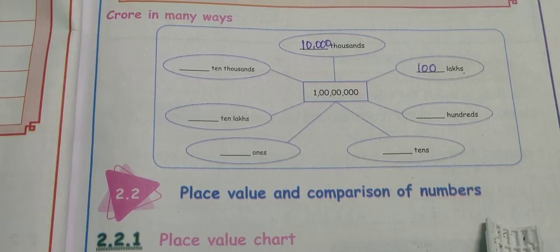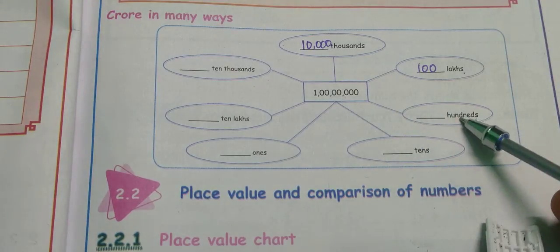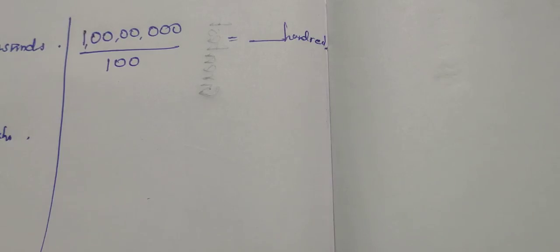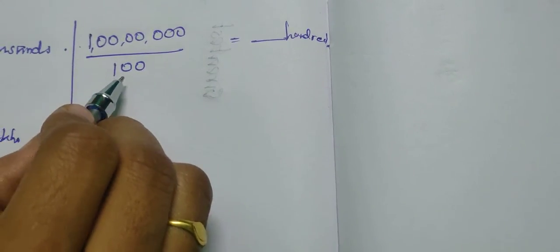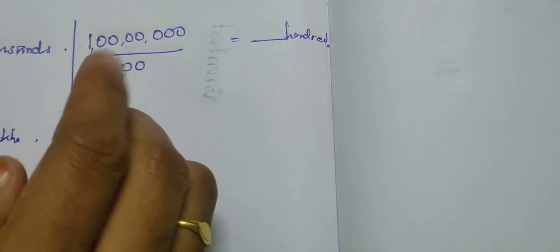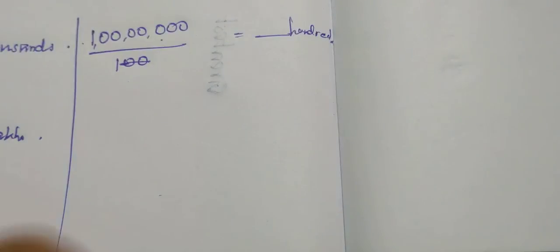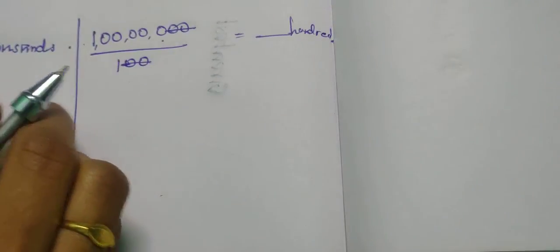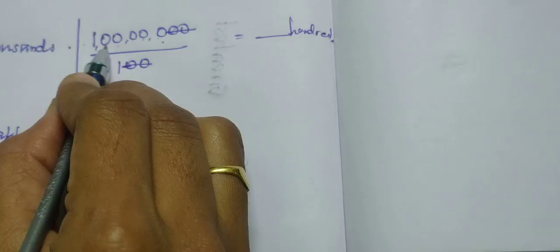Okay children, let us find how many hundreds a crore has. It is a crore and we are going to find how many hundreds it is, so I just put divided by 100. We are going to strike out all the zeros. Here 2 zeros, so in the numerator also we need to strike out 2 zeros. Then just count the zeros and write: 1, 2, 3, 4, 5, 5 zeros. So 1 and then 5 zeros.